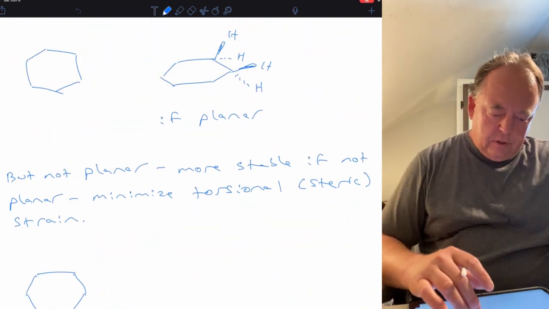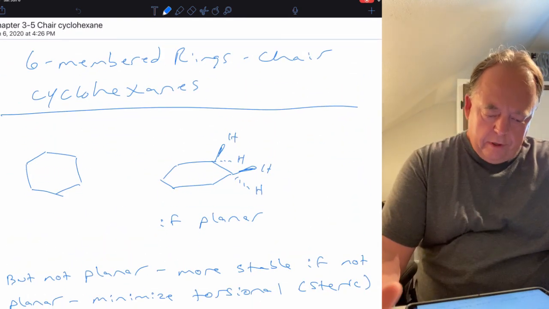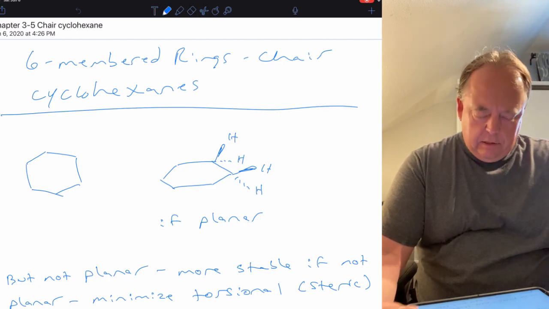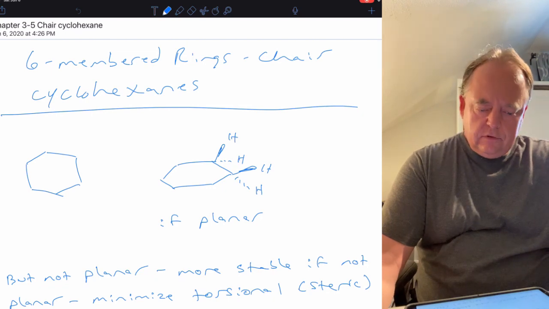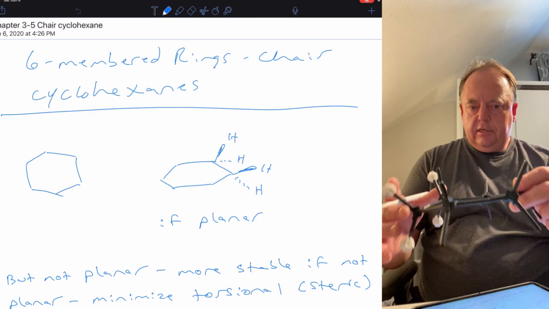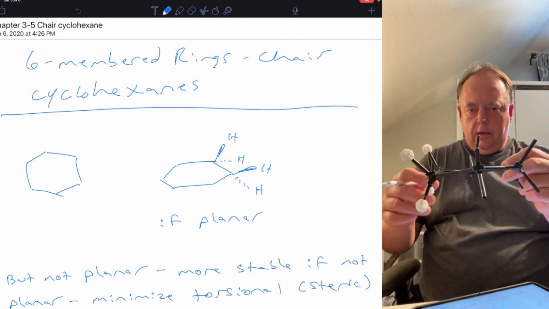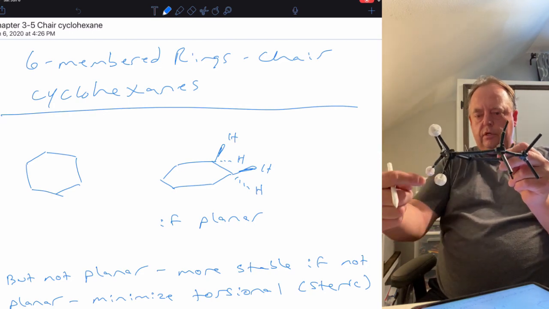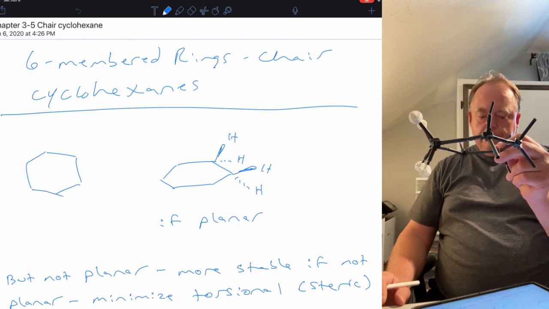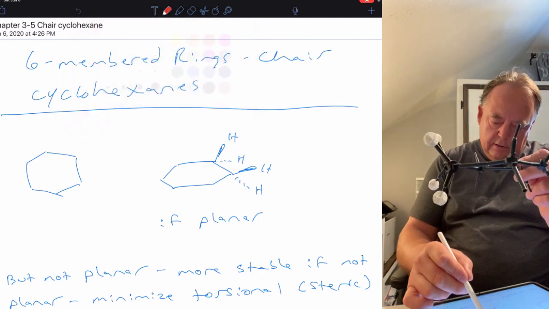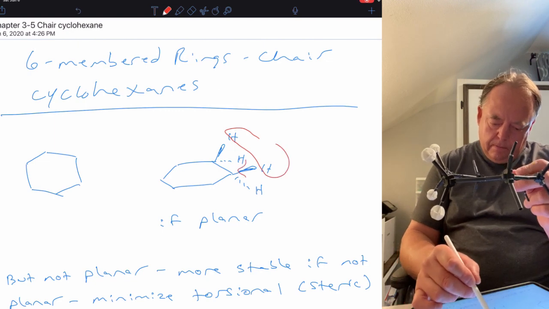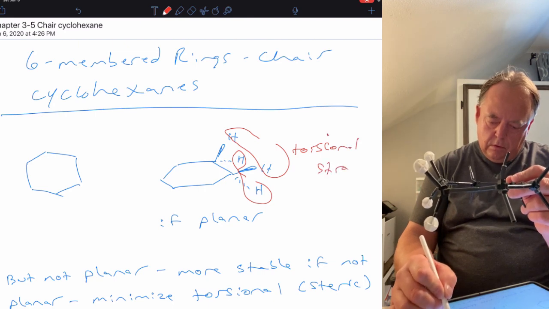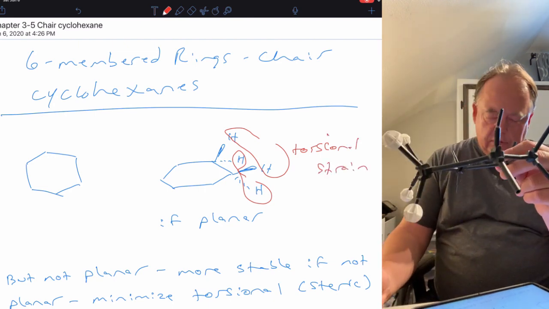Okay, so this lecture is over ring compounds again, but this time 6-membered rings, so just cyclohexane. What does it look like in 3 dimensions? What's the structure of cyclohexane rings? So I have the model here. If it was planar, then all of the CH bonds are eclipsed with each other. So there's a lot of torsional strain there. If it's planar, you have torsional strain, which is destabilizing. So the molecule doesn't want to be planar.